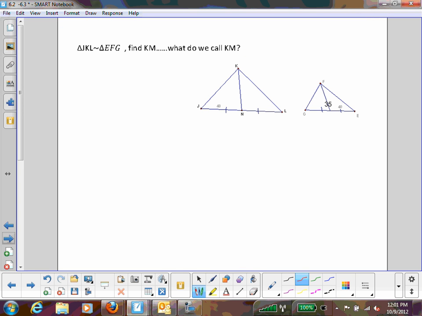Okay, here we go. Last one, I believe, yes? Triangle JKL is what? Similar to triangle EFG. Find KM. By the way, what do we call KM?